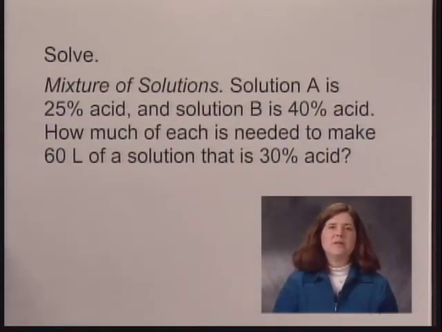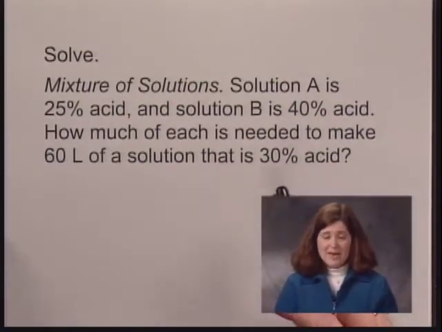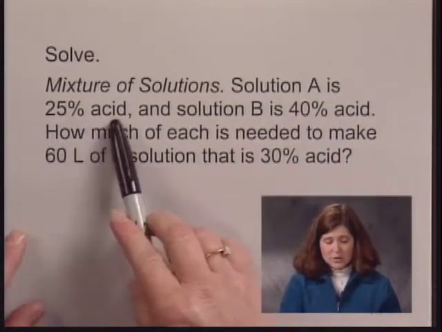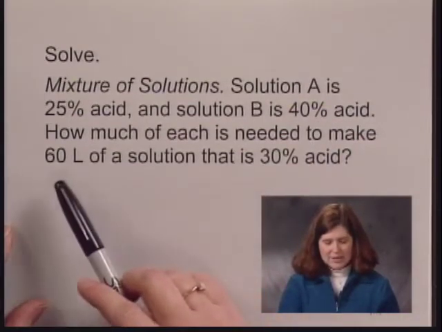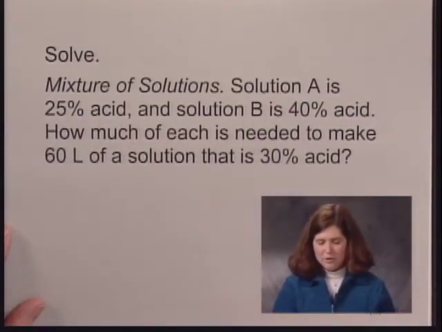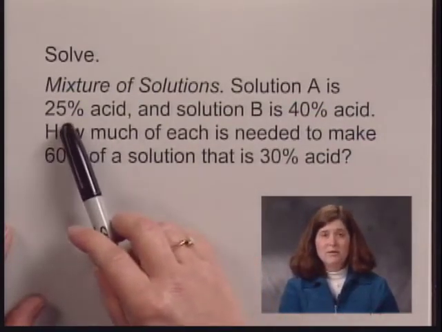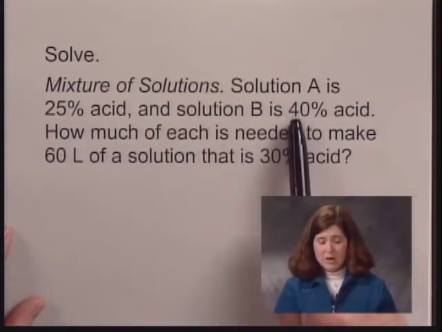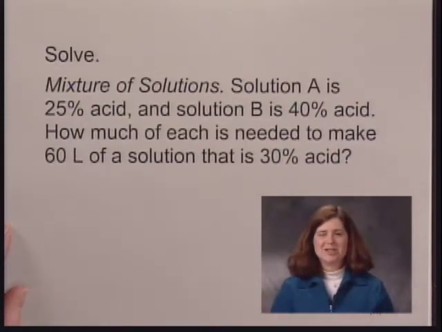Our first step will be to familiarize ourselves with the situation. The first thing we're going to do is read the problem again and notice that A is a weaker solution, B is a stronger acid solution. We want to get 60 liters altogether, and the 30% will be in between the 25% and 40% acid. You might even note that since 30% is closer to 25% than it is to 40%, we probably want a little bit more of solution A than solution B. That might be just a check we could look at the end.